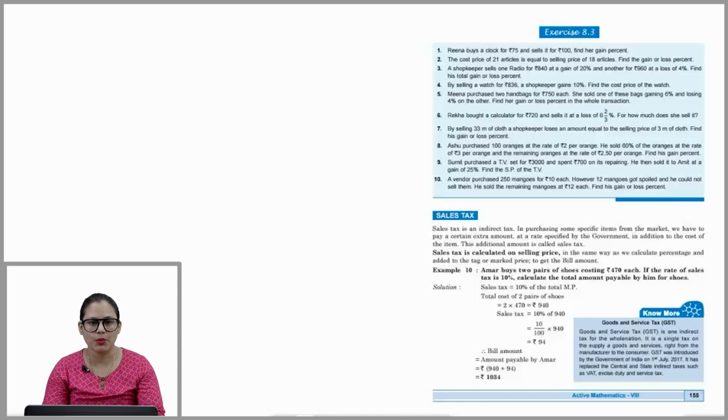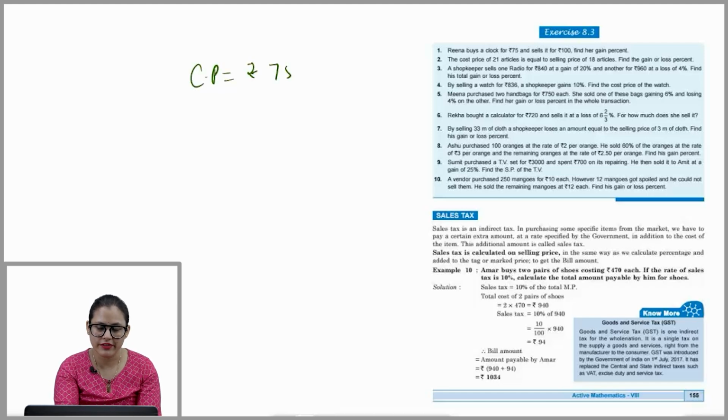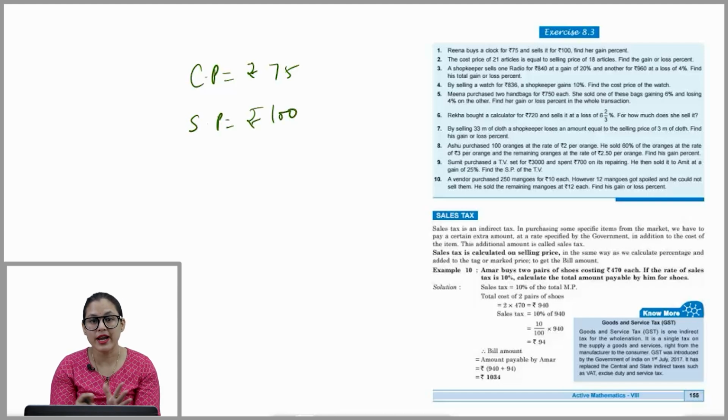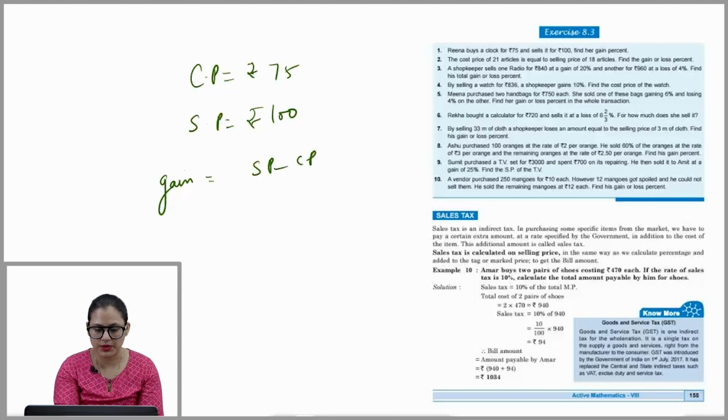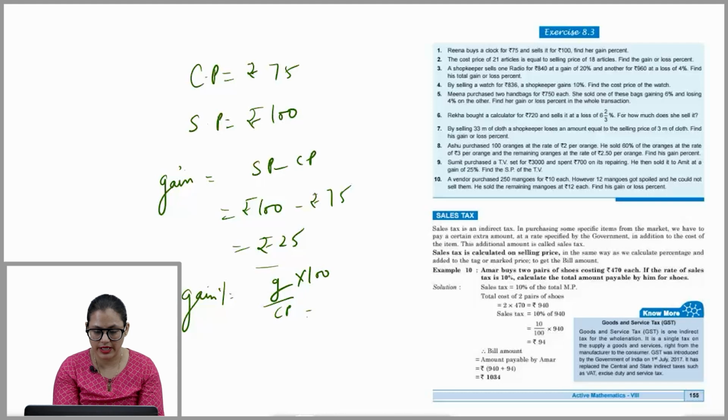Let's do exercise 8.3. Reena buys a clock for rupees 75. Buys means CP. CP is equal to rupees 75 and she sells it for rupees 100. SP is rupees 100. To find her gain percent, first gain. The formula of gain is SP minus CP, that is 100 rupees minus 75 rupees, rupees 25. This is the gain. Now find gain percent. Gain percent is gain upon CP into 100. Gain is rupees 25, CP is rupees 75, into 100.